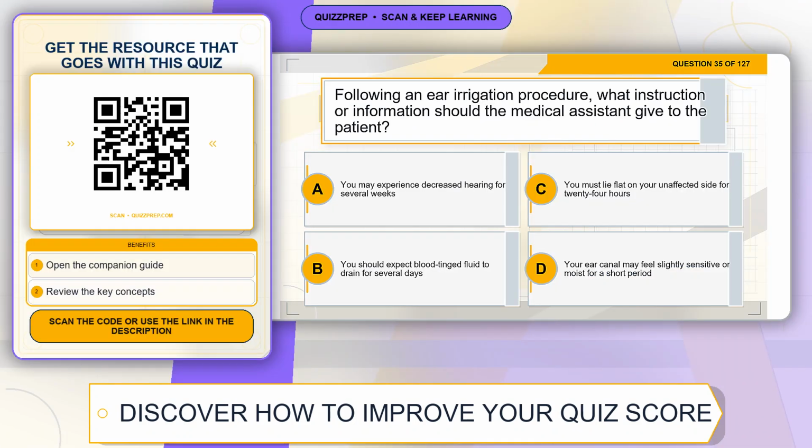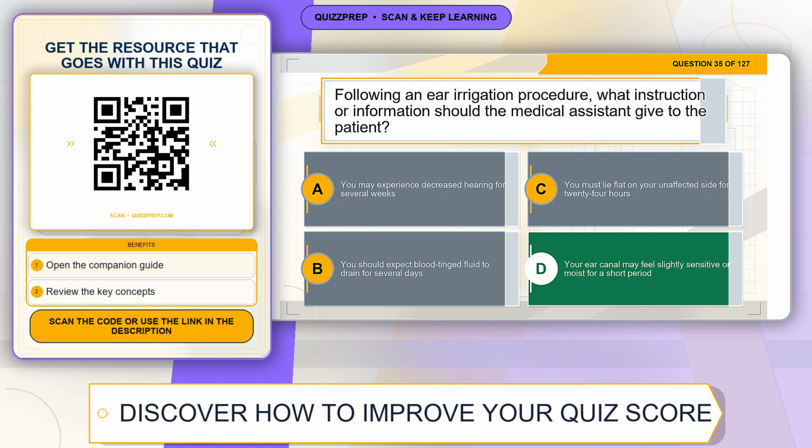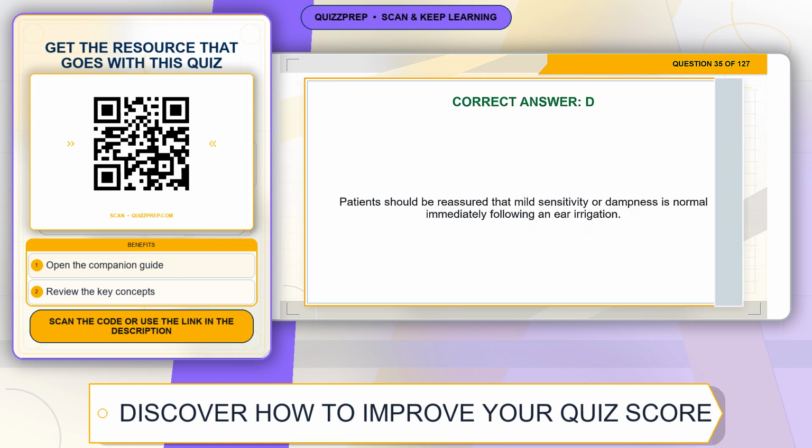Question 35. Following an ear irrigation procedure, what instruction or information should the medical assistant give to the patient? Option A, you may experience decreased hearing for several weeks. Option B, you should expect blood-tinged fluid to drain for several days. Option C, you must lie flat on your unaffected side for 24 hours. Option D, your ear canal may feel slightly sensitive or moist for a short period. The correct answer is option D. Explanation. Patients should be reassured that mild sensitivity or dampness is normal immediately following an ear irrigation.